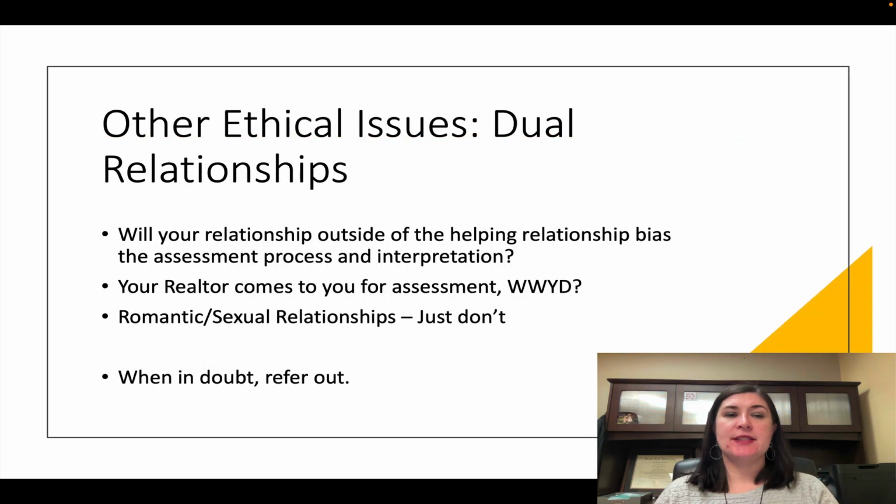Other ethical issues to consider are dual relationships. Will your relationship outside of the helping profession relationship bias the assessment and interpretation? For example, let's say your realtor comes to you for an assessment. What should you consider and what should you do? If you have a romantic or sexual relationship, you definitely shouldn't be assessing them. And you shouldn't engage in a romantic or sexual relationship with anybody that you're giving assessments to. When in doubt of dual relationships, it's best to refer them out to someone else.